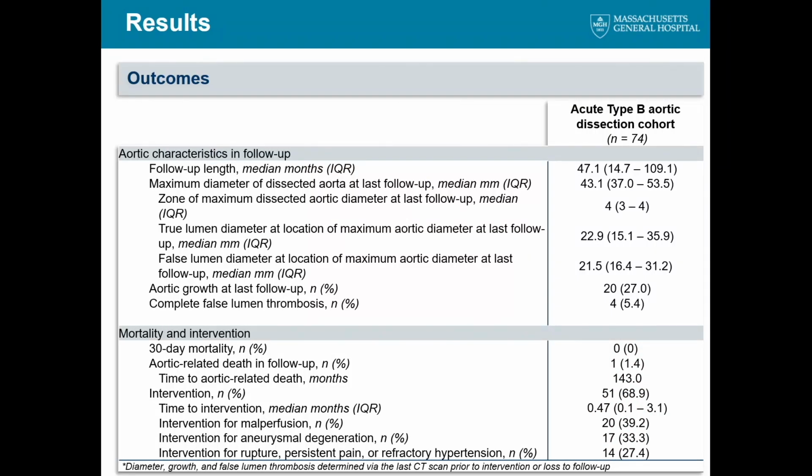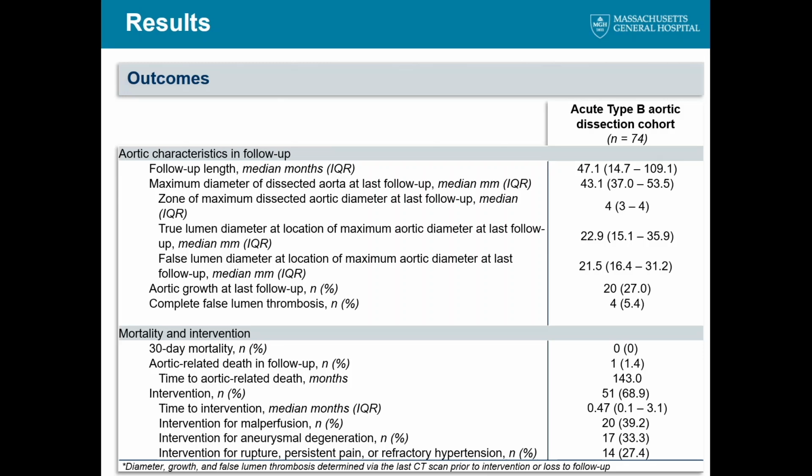Now moving on to our outcomes. Median follow-up was nearly 4 years, with a slight increase in aortic diameter when you take a median of all patients to 4.3 centimeters from 4.2, with growth observed in 27% of patients. The false lumen was thrombosed in only 5% of patients on follow-up. There were no 30-day mortalities and only 1 aortic-related death in follow-up. Intervention, however, occurred in nearly 70% of patients, with a median interval of approximately 2 weeks. Malperfusion was the most common indication.